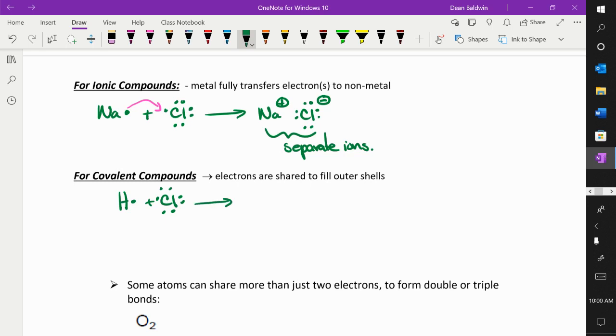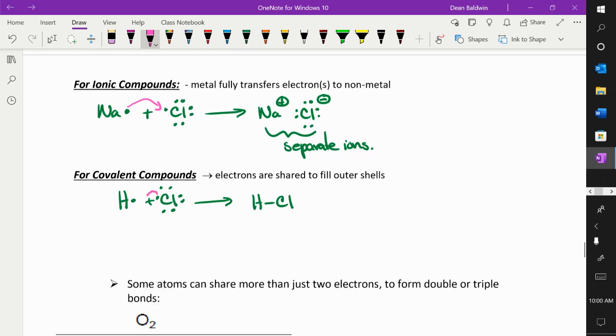So you get HCl. Each of them donate an electron to form a bond, which is the solid line. All these other electrons on chlorine are not involved in the bond. So they're still there. So we still have to put them in. So they look like that.